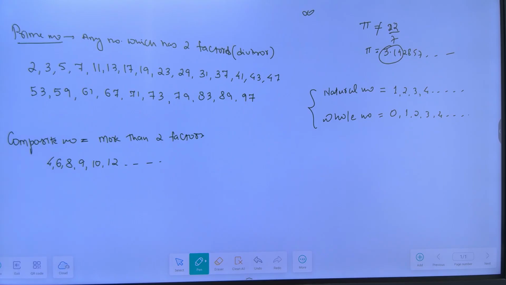So from 1 to 100, if there are total 25 prime numbers, so how many composite numbers are there? From 1 to 100, if there are 25 prime numbers, then other numbers are composite numbers. 75 or 74? Because there is number 1. 1 is neither prime nor composite, because 1 has only one factor. So there are total 74 composite numbers.